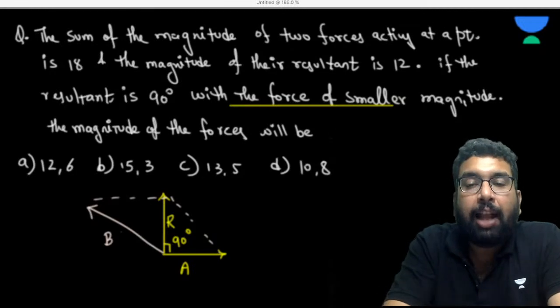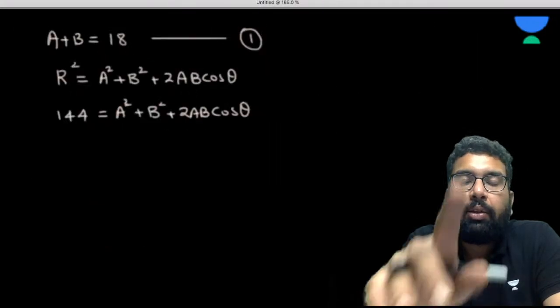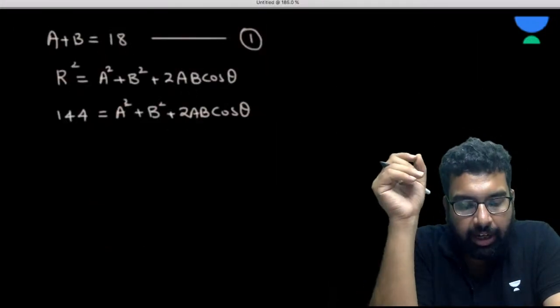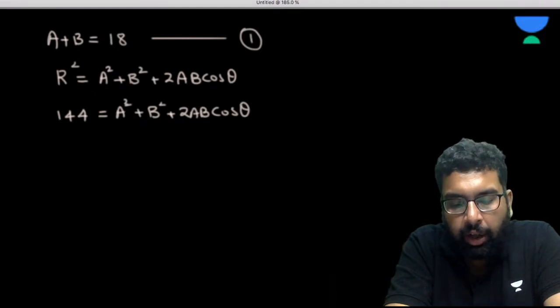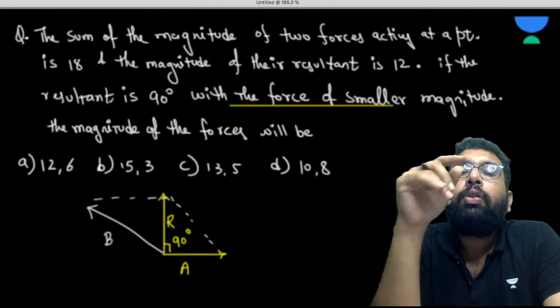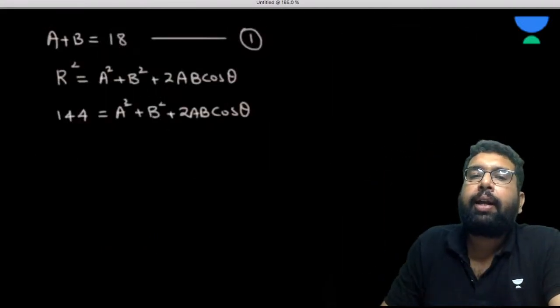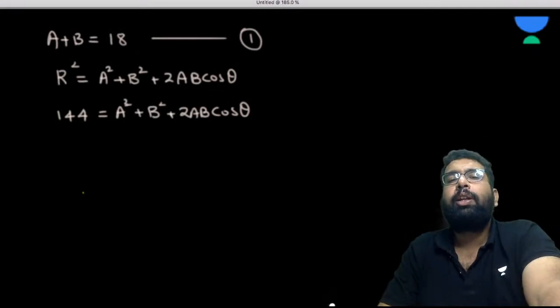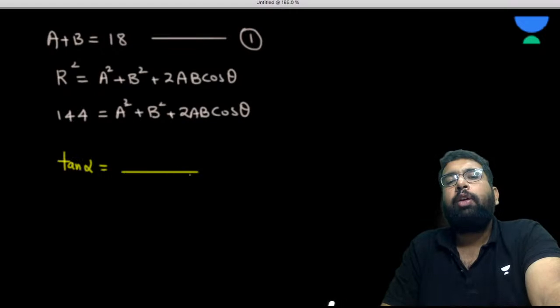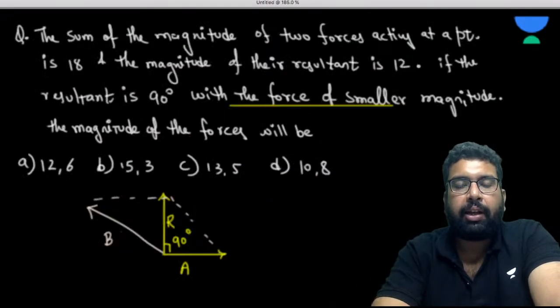Wonderful. Now, what is our problem? Our problem is, sir, we have to eliminate one variable in this second equation. For that, let's look into the information. The information is that the resultant is at 90 degrees from the smaller force. So when the resultant is at 90 degrees from the smaller force, we know one more formula: tan alpha. We have considered this angle of the resultant from A.